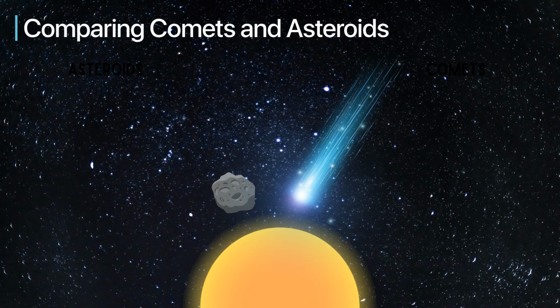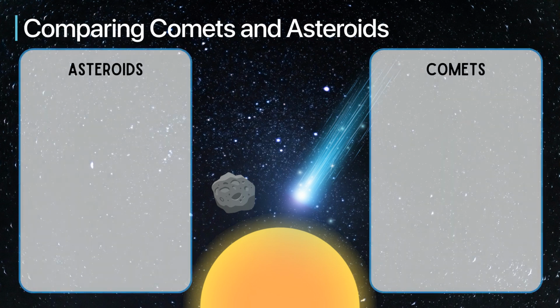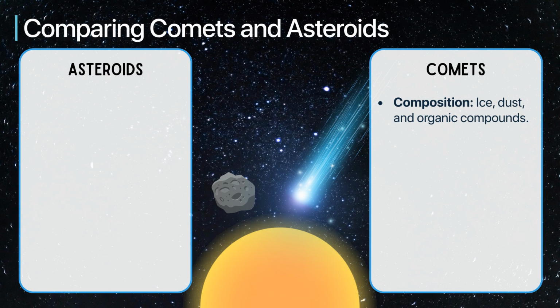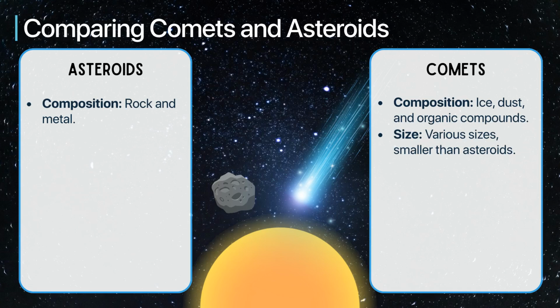While comets and asteroids both orbit the sun, they are composed of different materials and have different characteristics. Comets are primarily composed of ice, dust, and organic compounds. In contrast, asteroids are largely composed of rock and metal. They can be thought of as more solid and unchanging because they lack the volatile ices found in comets. Comets come in various sizes, but typically range from a few kilometers to tens of kilometers in diameter. Despite their often dramatic appearances, they are generally smaller than asteroids.